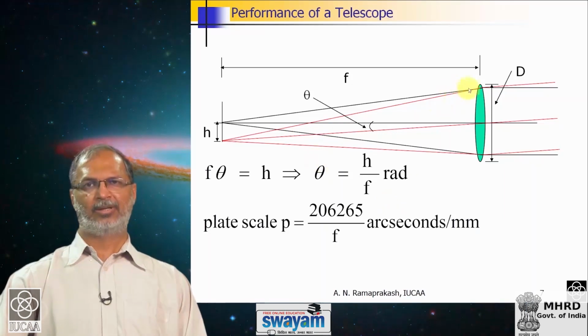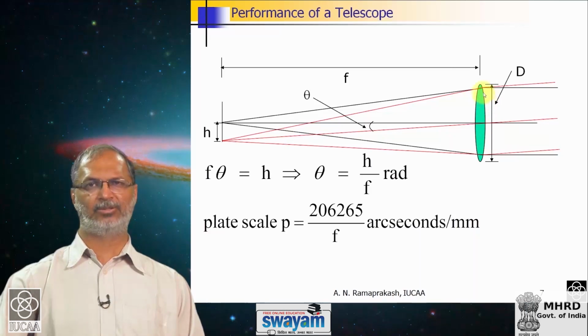So, with this simple illustration, we have clearly shown that the diameter of the telescope makes objects brighter, and the focal length of the telescope allows you to see fine details in the sky.